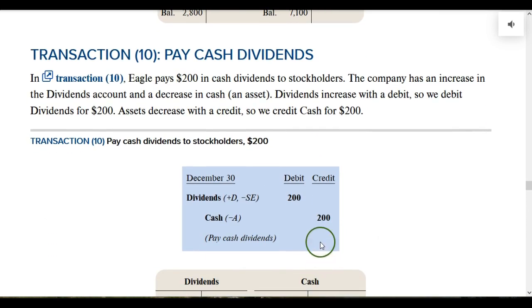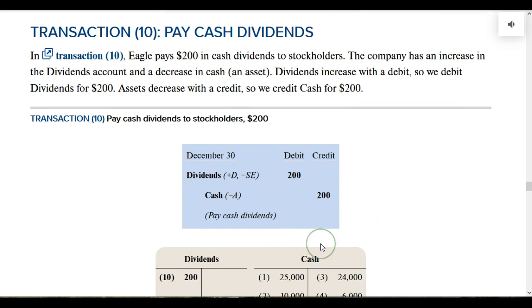And now the final entry, pay dividends. Cash is going out the door, so you know you're going to decrease cash. But we have a separate account for dividends. We're going to increase dividends with a debit. So debit dividends, it increases dividends, $200.